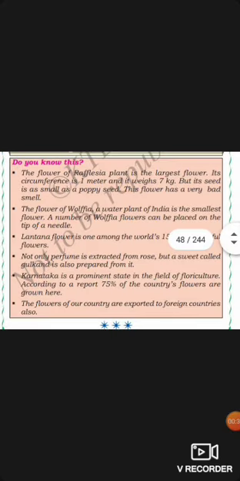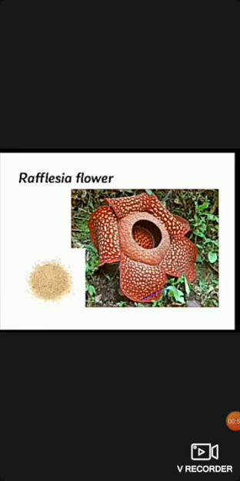Do you know this, children? The flower of the Rafflesia plant is the largest flower. Its circumference is 1 meter and it weighs 7 kg. I will show how the Rafflesia flower looks. See children, this is the Rafflesia flower. Its circumference is 1 meter and it weighs 7 kg. But its seed is as small as a poppy seed. This flower has a very bad smell. But this flower is the largest flower.